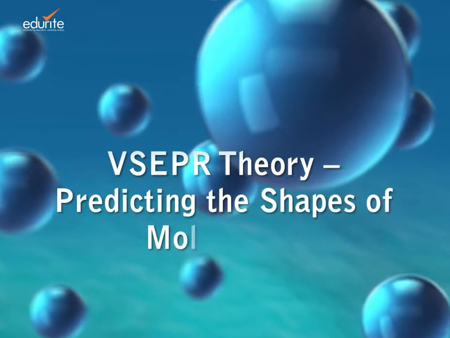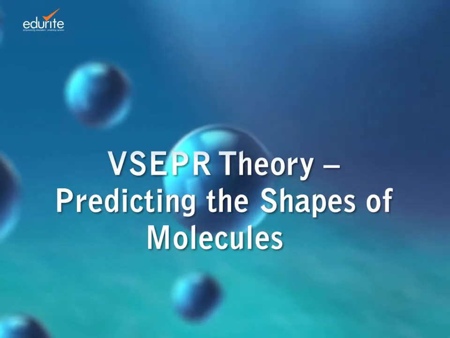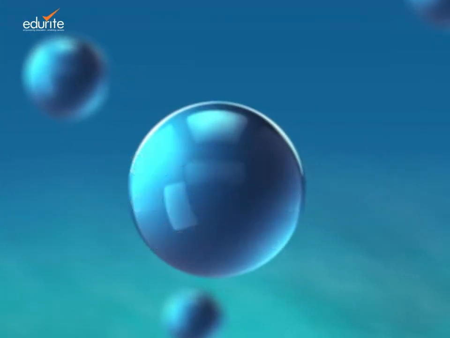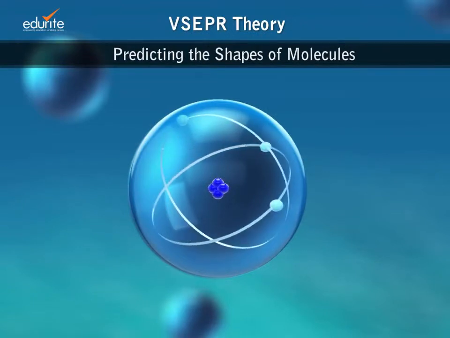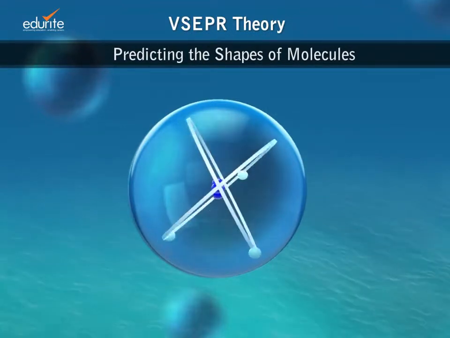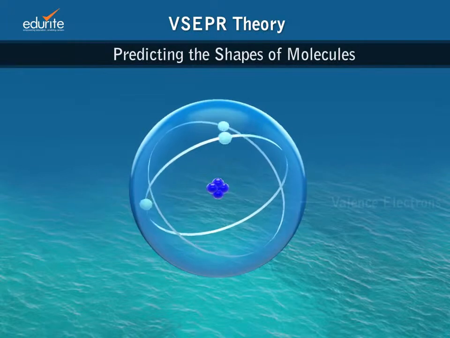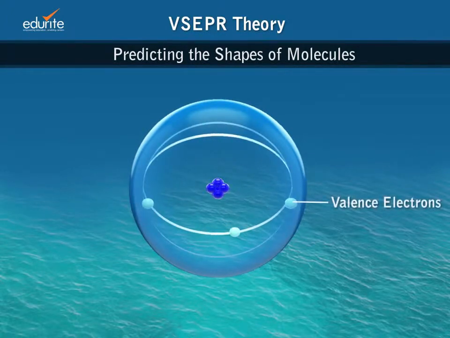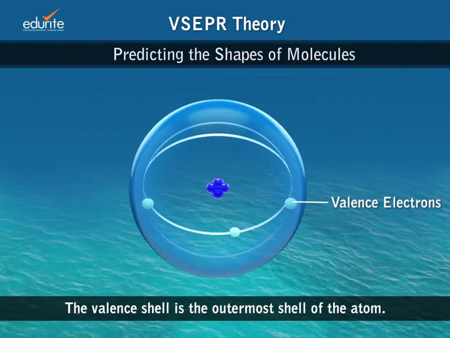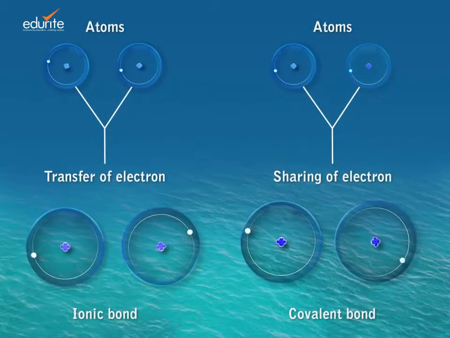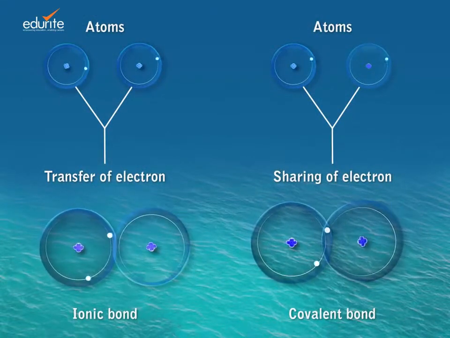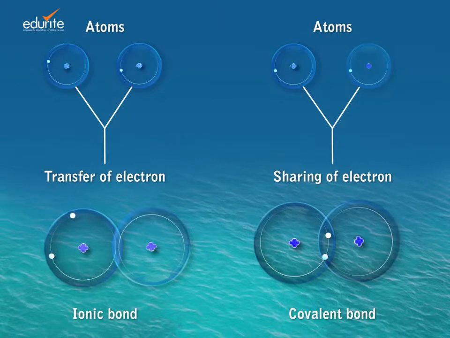VSEPR theory, predicting the shapes of molecules. Electrons are the negatively charged particles of an atom. Electrons that can take part in chemical bonding are known as valence electrons. These are found in valence shells, which are the outermost shells of atoms. A chemical bond involves either the transfer or sharing of valence electrons between atoms.